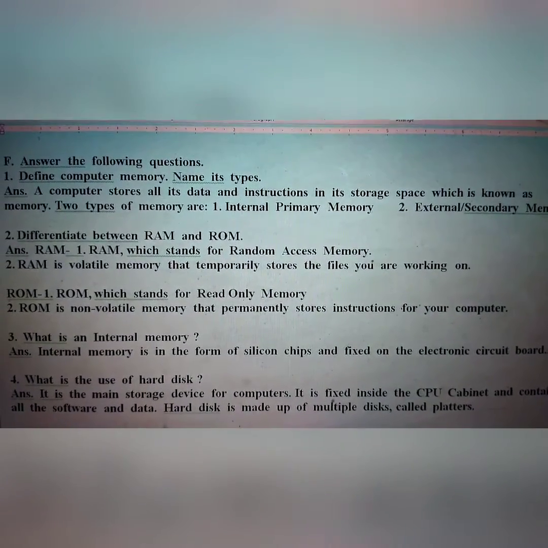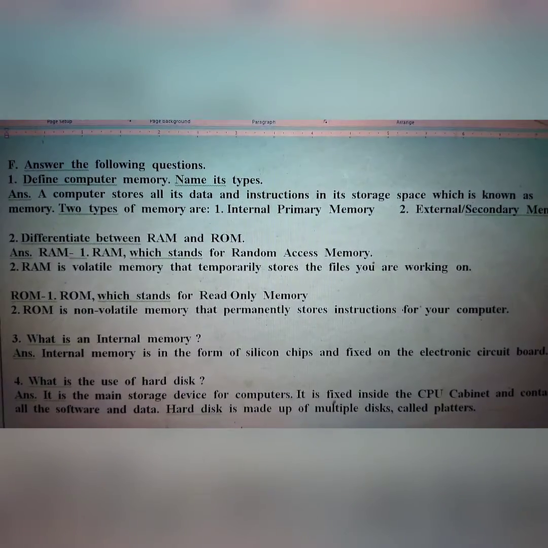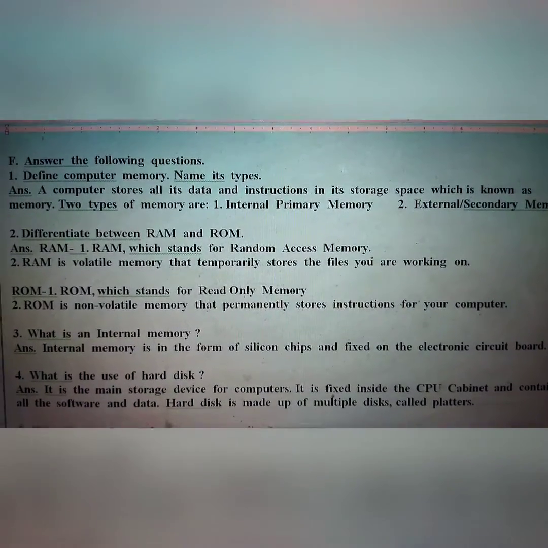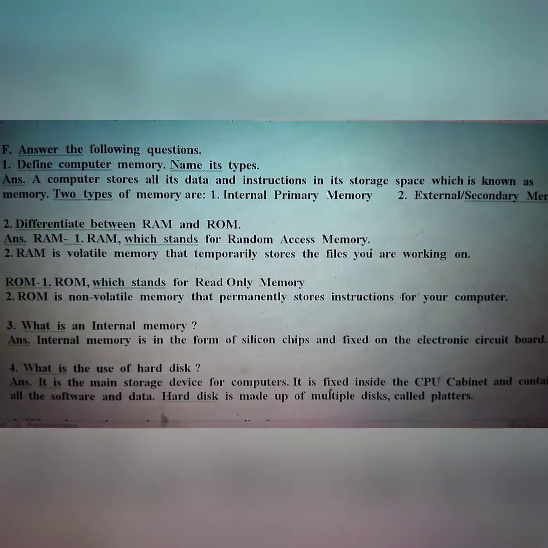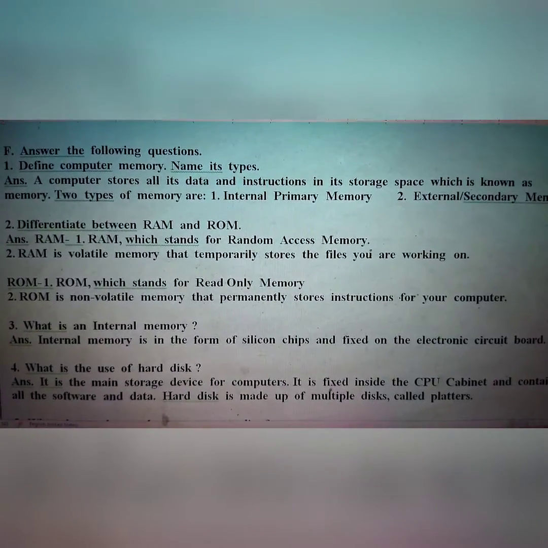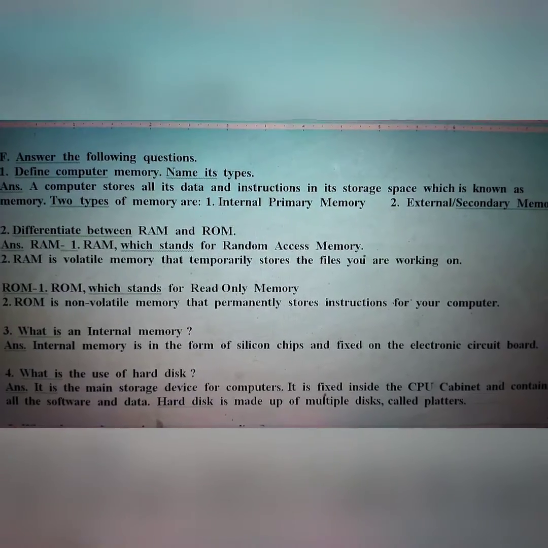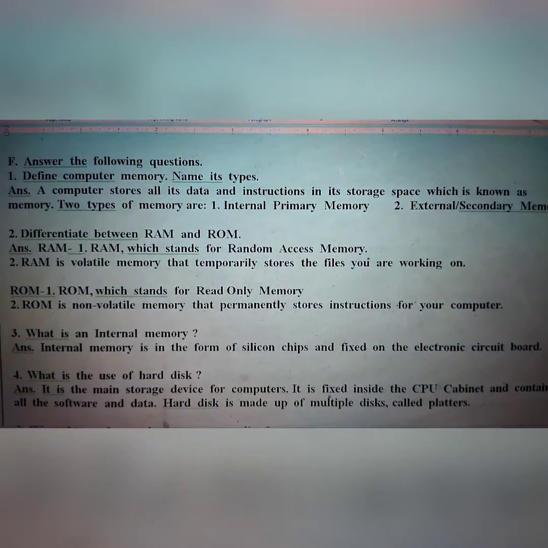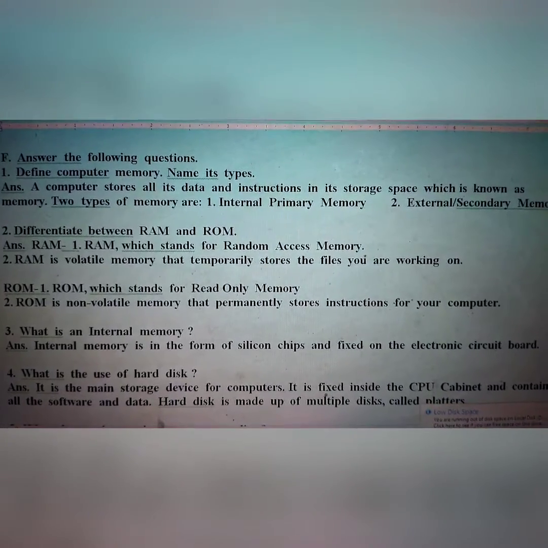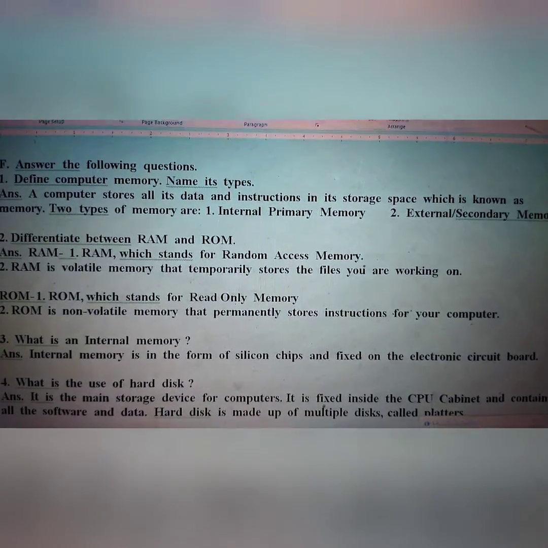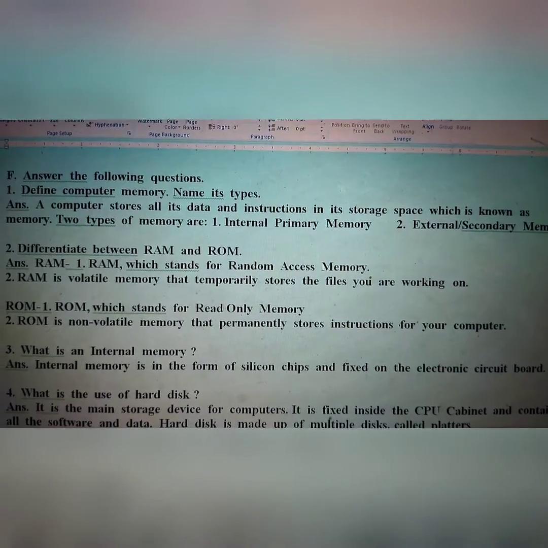RAM, which stands for random access memory, is volatile memory that temporarily stores the files you are working on. And ROM, which stands for read-only memory, is non-volatile memory that permanently stores instructions for your computer. Third, what is an internal memory? Internal memory is in the form of silicon chips and fixed on the electronic circuit board.